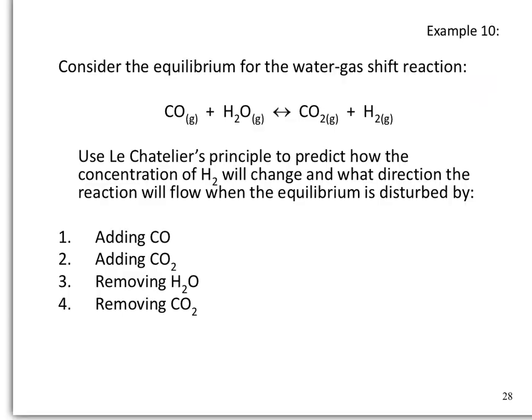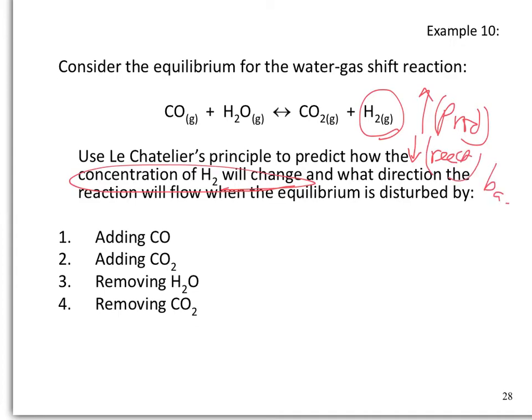Alright, the question at this hour is: consider the equilibrium for the water-gas shift reaction. CO plus H2O gives you CO2 plus H2. Using Le Chatelier's principle, you have to predict how the concentration of H2 will change, whether it will increase or decrease. So H2 is a product. If H2 increases, it means more products are forming, and that means it's the forward reaction. If H2 decreases, that means more reactants are forming, so it's the backward reaction.